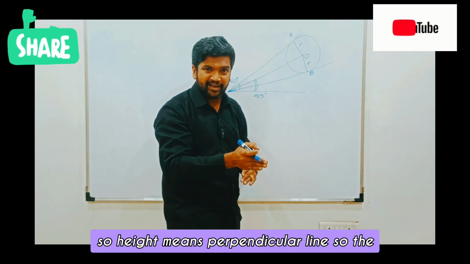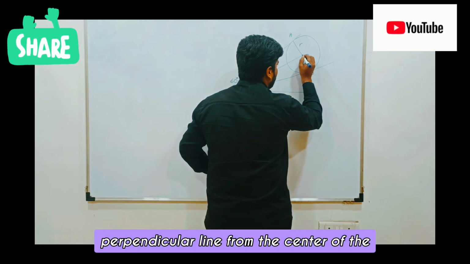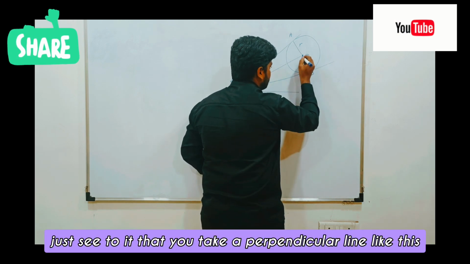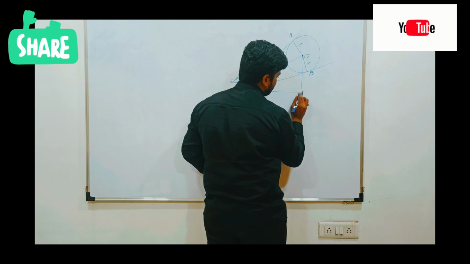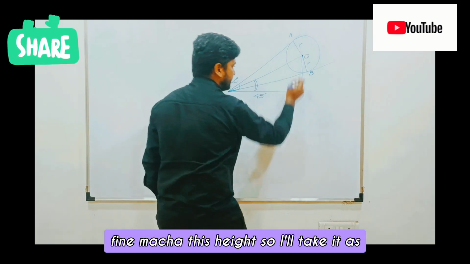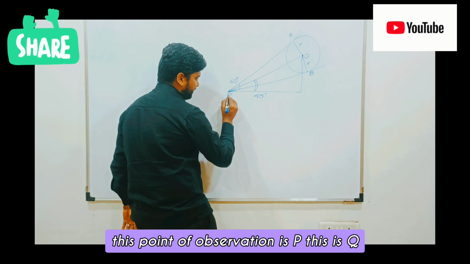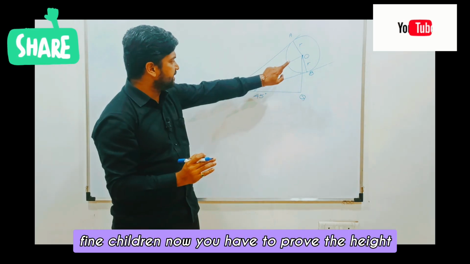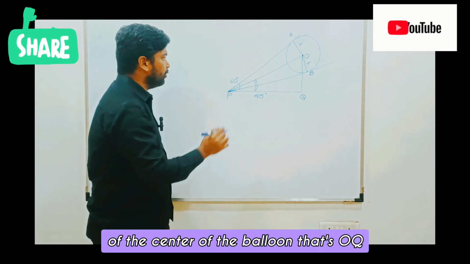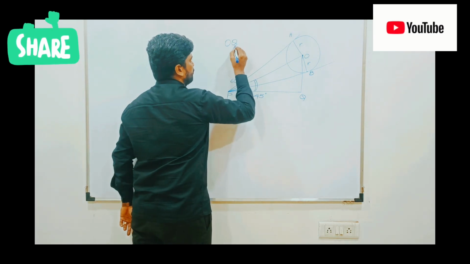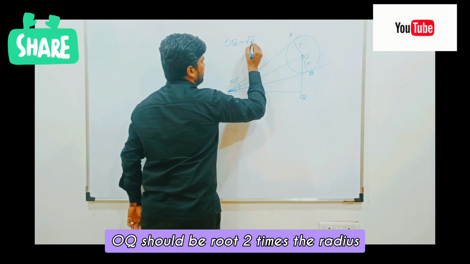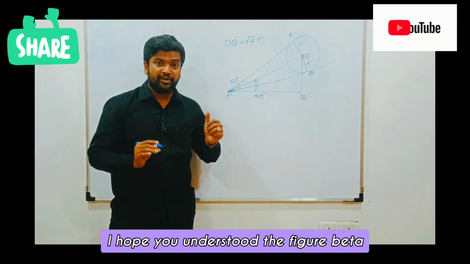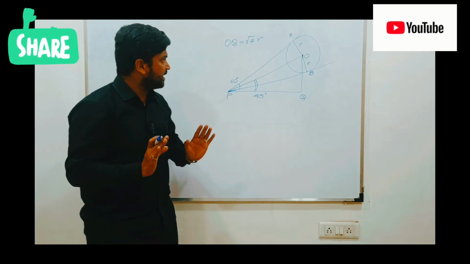And now we want to prove that the height of the center of the balloon. So height means perpendicular line. So the perpendicular line from the center of the balloon. So I'll draw this way. Just see to it that you take a perpendicular line like this. Fine, children. This height. So I'll take it as this point of observation is P. This is Q. Now you have to prove the height of the center of the balloon, that's OQ, should be root 2 times the radius. This is the question. I hope you understood the figure better. That's very important. Okay, the figure is done.